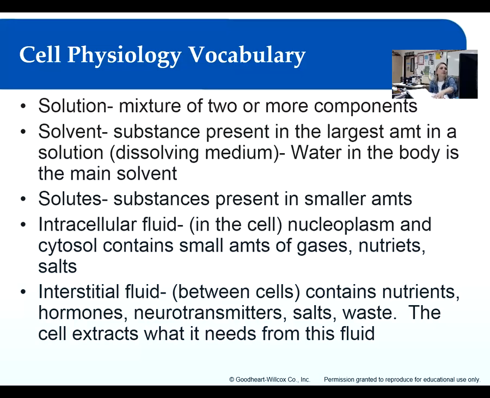First is a solution. We talked about some of these in the chemistry chapter, but a solution is just a mixture of two or more things. So you put salt in water and you've got a solution. A solvent is the substance that's present in the largest amount in a solution. If I have a glass of water and I'm pouring salt, the water would be my solvent. It's the one that's in the largest amount.